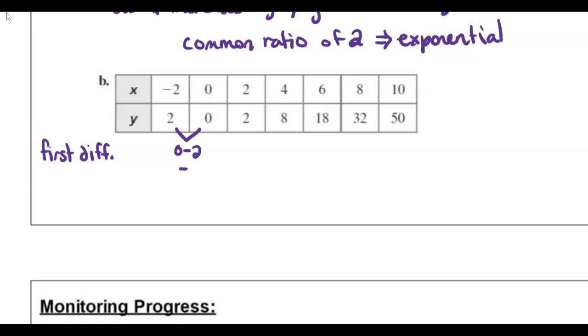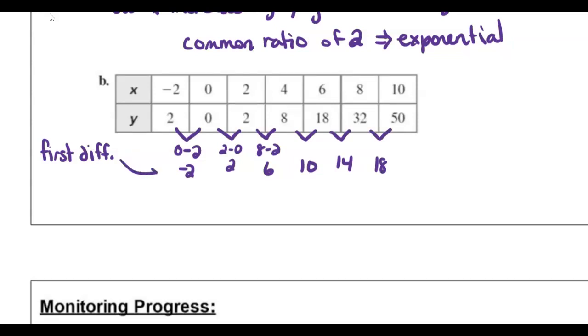Remember how we did differences: you're taking the right number, the 0, minus the 1 just before it, so you get -2. Then you're taking 2 minus 0, you get 2. 8 minus 2, you get 6, and so on. 18 minus 8 is 10. Tell you what, we'll write that down in the row. You don't have to show your work on this. I just wanted you to see where I was actually getting these numbers from. I normally just kind of do it in my head and write the numbers down. 32 minus 18 is 14, and 50 minus 32 is 18.